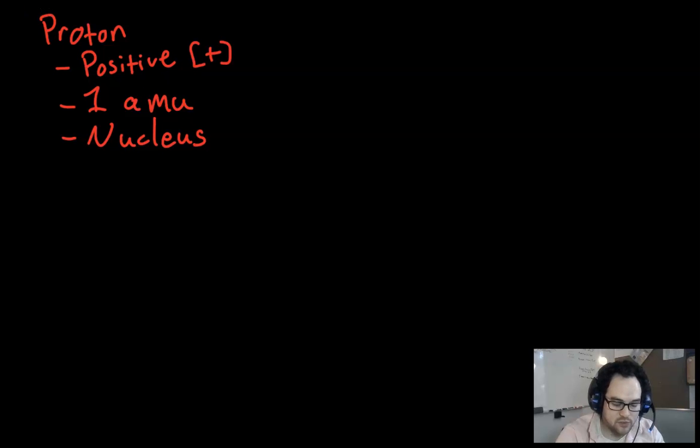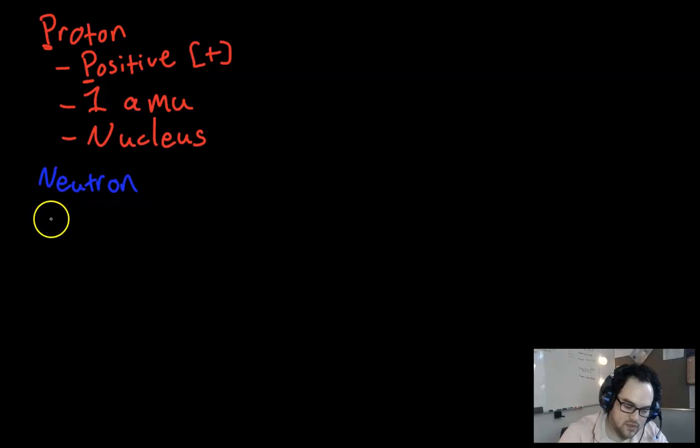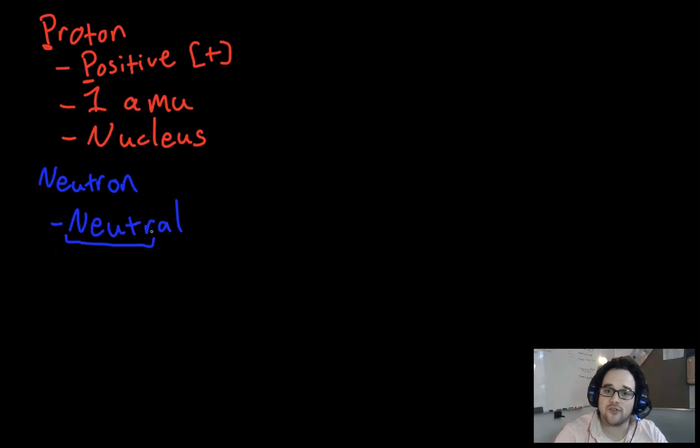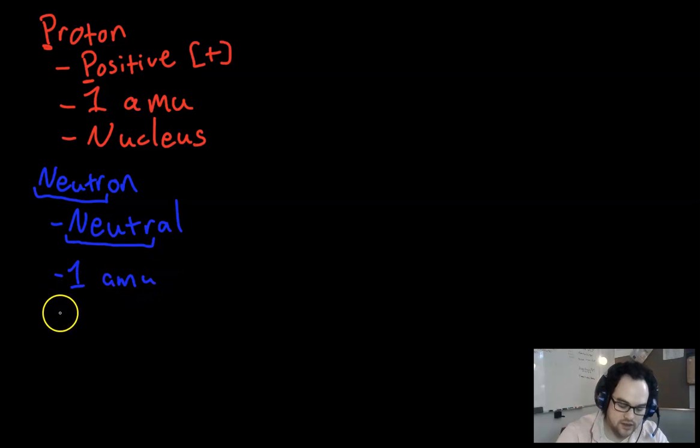Now we have, actually before I go on, proton, remember that's positive because it has a P. That is the best I have to help you remember that. Then you have a neutron, which has a neutral charge. You can remember that because neutron starts off like neutral. They both start with the same 5 letters. This also has 1 atomic mass unit and is found in the nucleus.